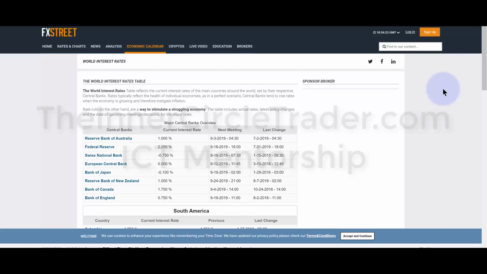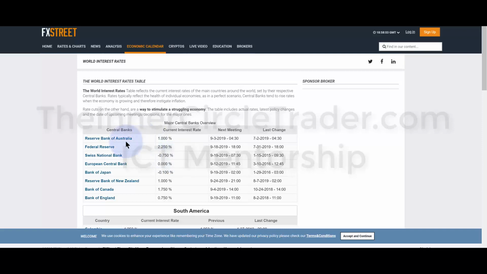So what I want to show you here is the Federal Reserve, that's the U.S. current interest rate from our central bank. If you look at the European Central Bank, it's 0. We have the Bank of Japan, it's a negative interest rate. New Zealand, it's 1%. Bank of Canada, 1.75%. Bank of England, 0.75%. And Australia, 1%. And Swiss, which we don't talk too much about, is a negative interest rate as well.